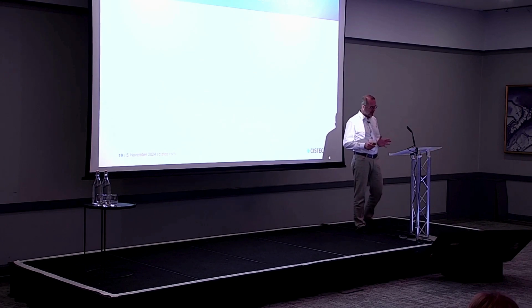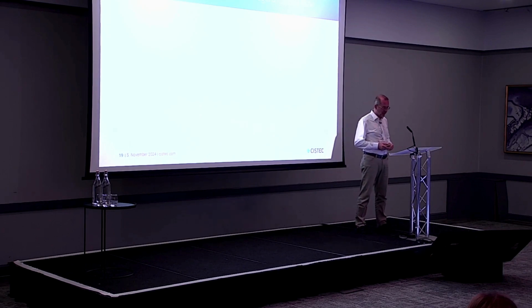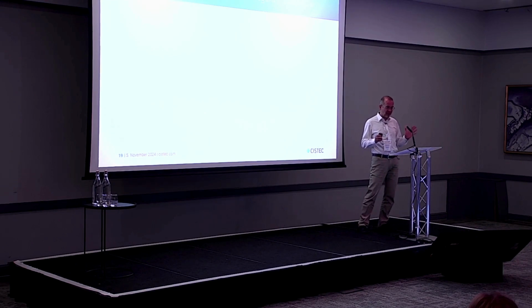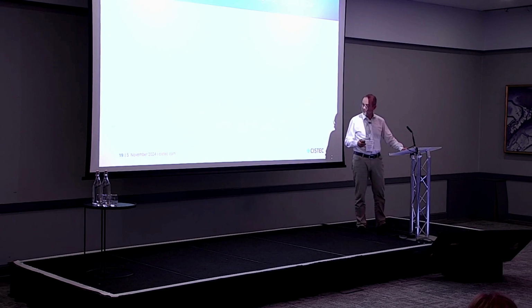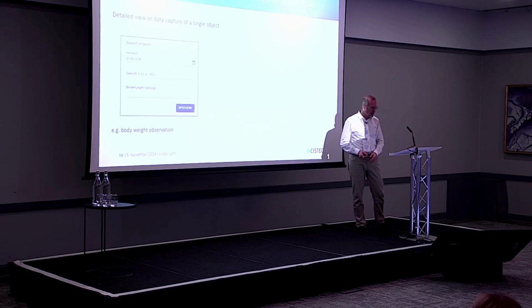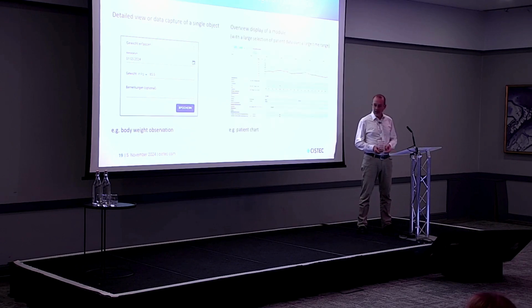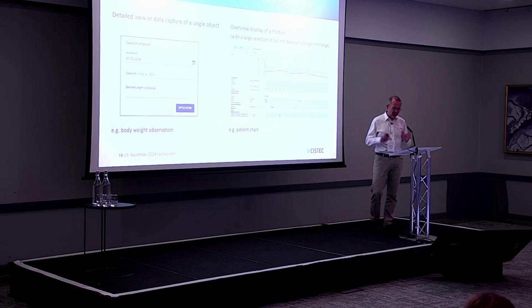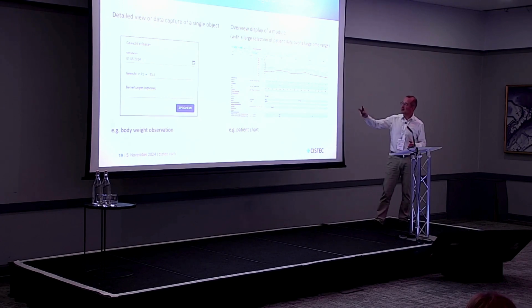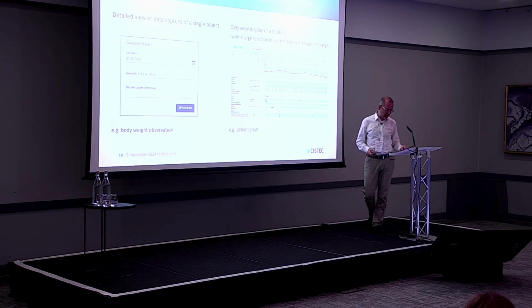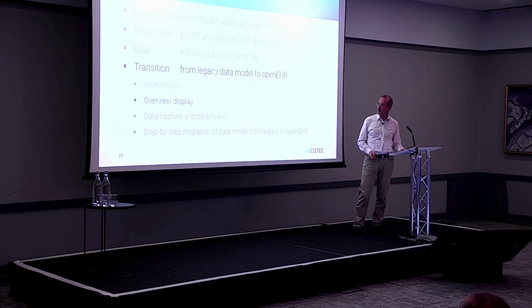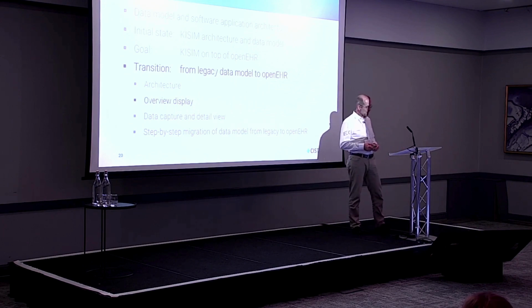To better understand how this architecture works and what I mean, we need to have a look at how the data flows. And we will have a look at the data flow in two quite different situations. On the one hand, we will look at how the data of a single object, for example here, a body weight observation, is captured or viewed. On the other hand, we will look at how data intended for a large graph is processed. Here, the example of a patient chart. So first, we will look at how data intended for an overview is processed.